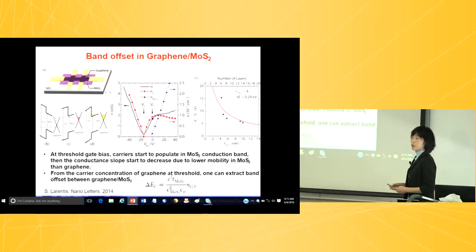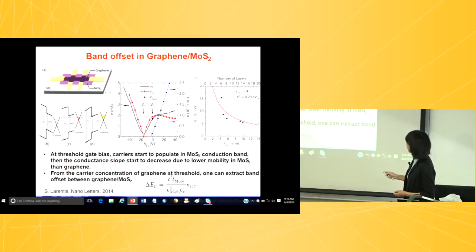Another way to extract the band offset between two different semiconducting materials is by measuring the conductance in one material and observing the transition at a certain point. So here is one example. A graphene Hall bar is fabricated on top of an MoS2 flake. So if we measure the conductance in graphene as a function of gate voltage, at the hole branch, the conductance increases with negative gate bias. So this is typical behavior for a graphene transistor.